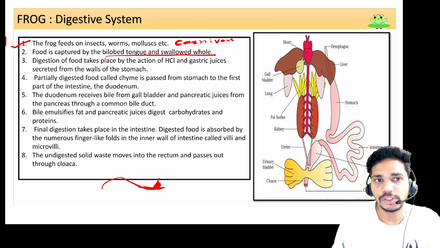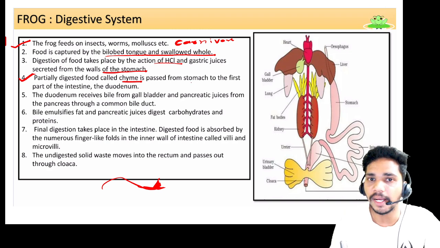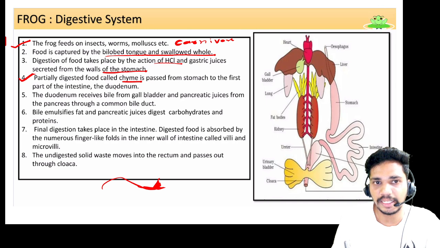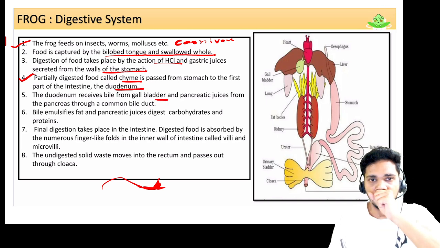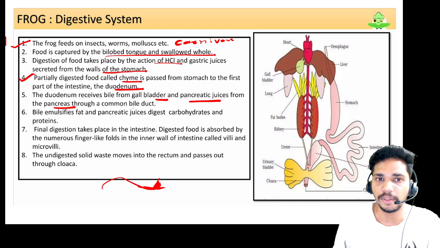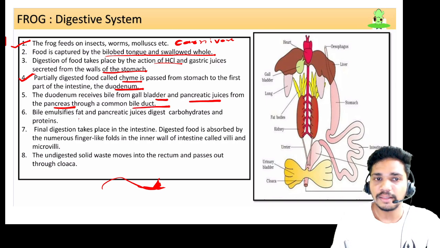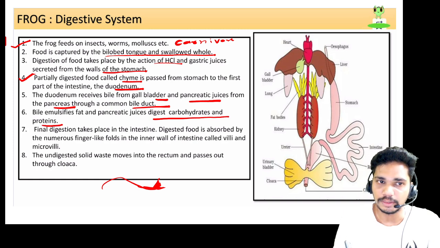Digestion of the food takes place by the action of HCl and gastric juices secreted from the wall of the stomach. Partially digested food is called chyme. In our case also it is the same, right? Chyme is passed from the stomach to the first part of the intestine, the duodenum. The duodenum receives bile from the gallbladder and pancreatic juice from the pancreas through the common bile duct. Bile emulsifies the fat and pancreatic juice digests the carbohydrates and the proteins.